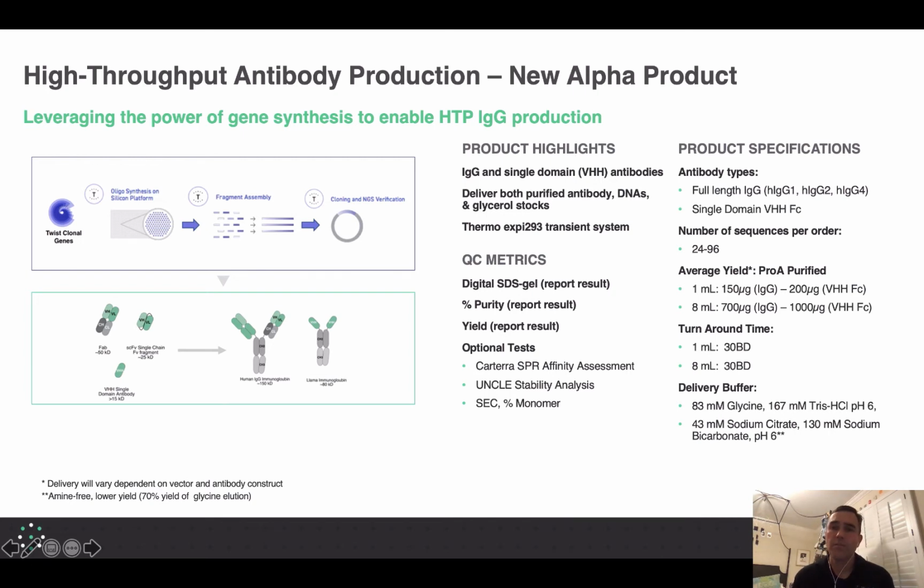As I mentioned, we're actually kicking off a new alpha product at Twist this year, where we're going to offer not only the ability for folks to synthesize the DNAs that encode for either IgGs or VHH-Fcs, but also for Twist to actually make them on a small scale, either a 100 microgram, 1 milligram, or 8 milligram scale. So what we find is that we feel folks out there are already doing this a lot internally and also reaching their capacity. And so by offering them the ability to order not only DNAs, but also IgGs, we think it'll be really helpful for the biopharma and biotech industry.